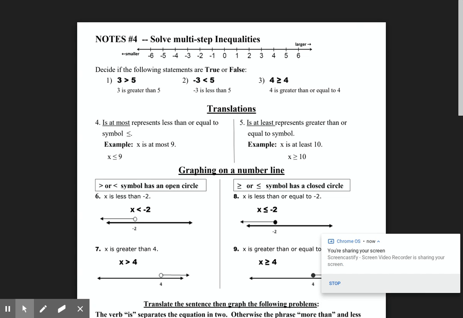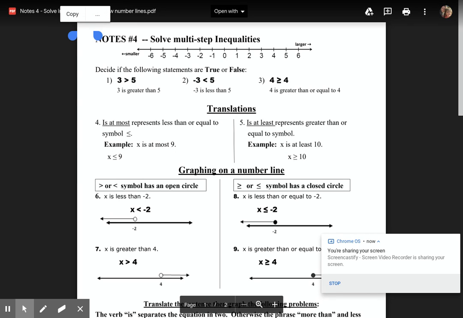Hi, today we're going to solve multi-step inequalities, but before we get to that, let's talk a little bit about inequalities. So if you notice, there is a number line up here. So here, of course, is your zero, and then all the negatives are to the left and the positives are to the right. So based on the number line, it may help you decide on number one if 3 is greater than 5. So, of course, 3 is not greater than 5, so we'd say that that is false.